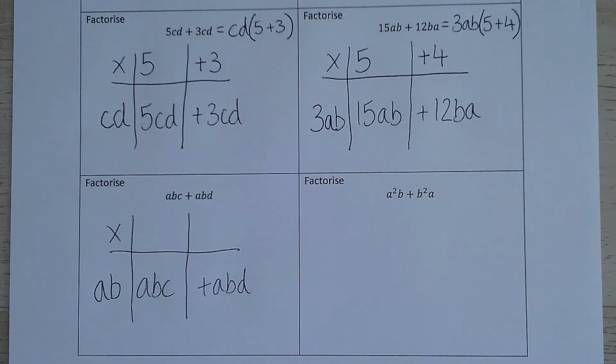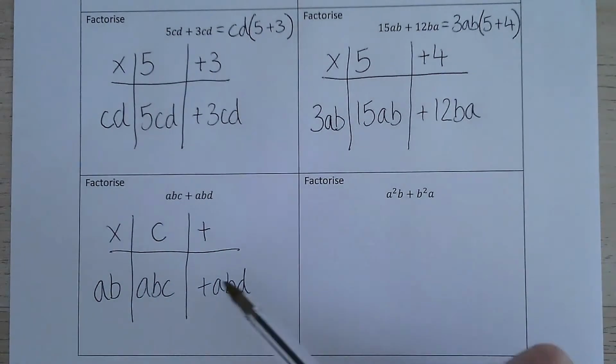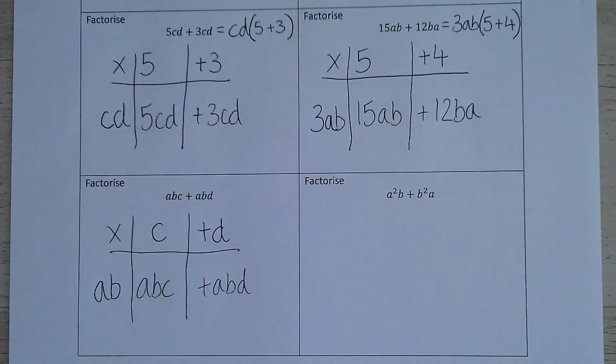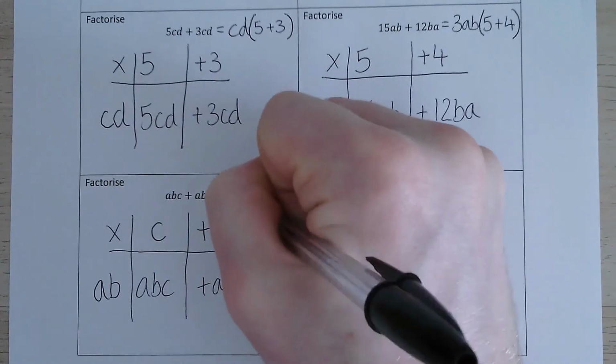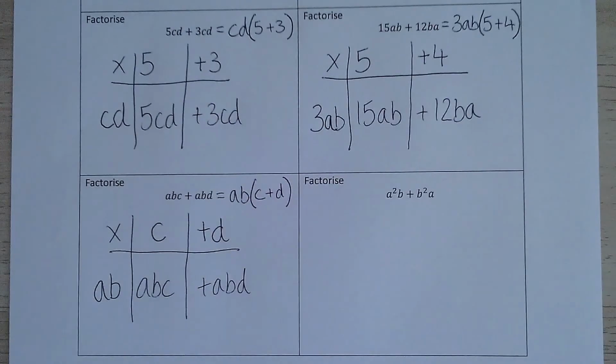Now we go on to the division. ABC divided by AB, the A's will cancel out and the B's will cancel out, leaving us with just a C to write on the top row. And likewise for positive ABD divided by AB, first we'll have a positive term, the A's will cancel and the B's will cancel, leaving us with just D. And then we need to write the final answer, AB on the left side, followed by C plus D on the right side inside the brackets.